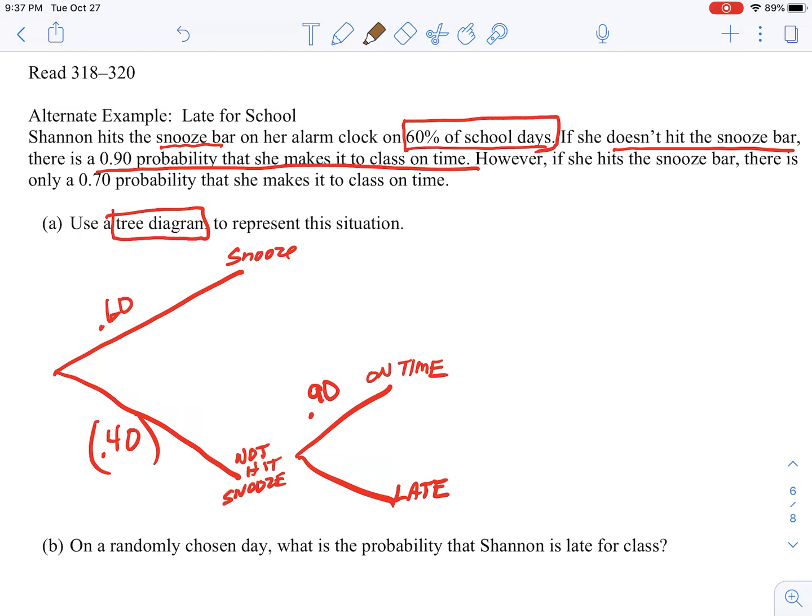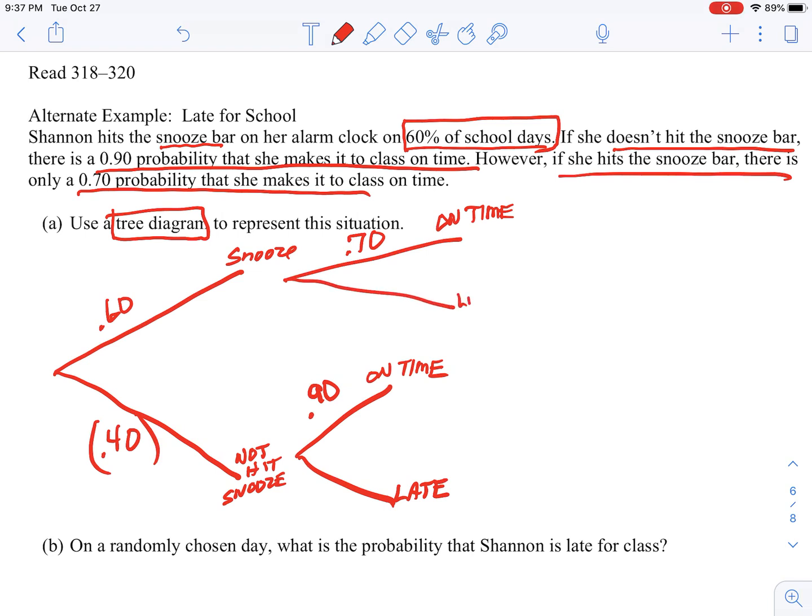Now let's go to the very last sentence. If she does hit the snooze bar, there's a 70% probability she makes it to class on time. So if she does hit the snooze bar, then there is a 70% chance that she makes it on time. But of course, there is a little bit of a chance that she's late. And so if there's a 70% chance she makes it on time, that would automatically mean there's a 30% chance that she's late. And then down here, if there was a 90% chance that she makes it on time when she does not hit the snooze bar, that would make it a 10% chance that she's late. So this is a depiction of what they gave us.